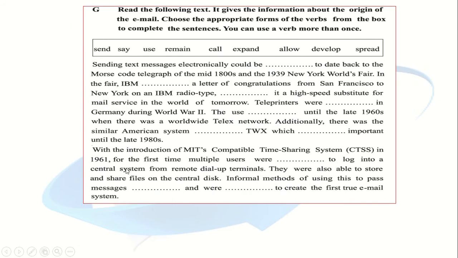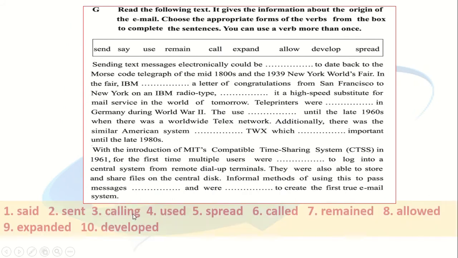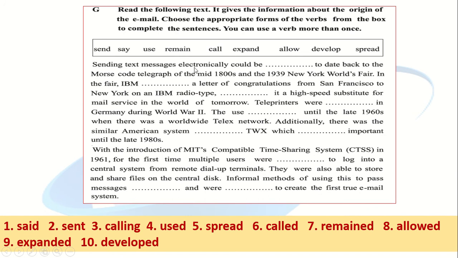In this lesson, there is a fill in the blanks with clues. We have to solve it. So let's do. Sending text messages electronically could be said to date back to the Morse code telegraph of the mid-1800s and the 1939 New York World's Fair. In the fair, IBM sent a letter of congratulations from San Francisco to New York on an IBM radio type, calling it a high-speed substitute for mail service in the world of tomorrow.